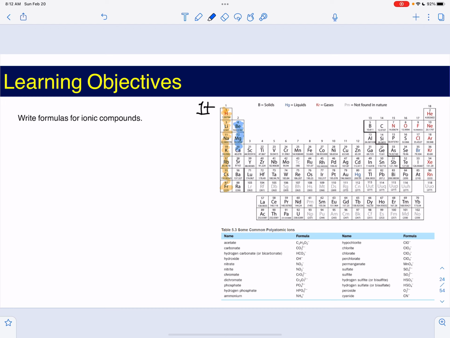Anything on this column, if it was part of a compound, so when they're by themselves, they're just 0. But if this was part of a compound, it would be 2 plus. For what we're doing here, we're not going to think about this. So the transition metals are not players on this.